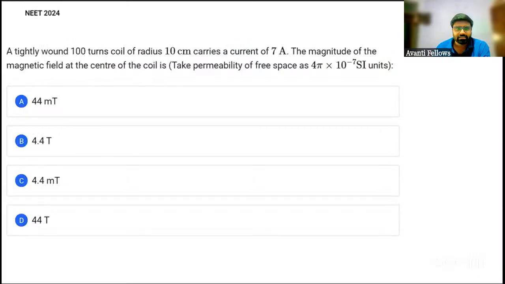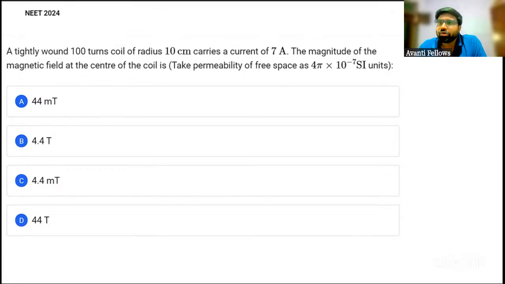Clear? Any kind of doubt in this question, you can tell me. So look, a tightly wound 100 turns coil of radius 10 centimeter carries a current of 7 ampere. Find the magnitude of the magnetic field at the center of the coil. Take the permeability of free space as 4 pi into 10 raised to the power minus 7 SI unit. So in this question most of the students would think that this is a tightly wound coil and the radius is also given.